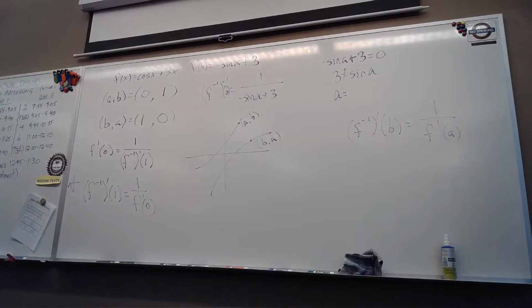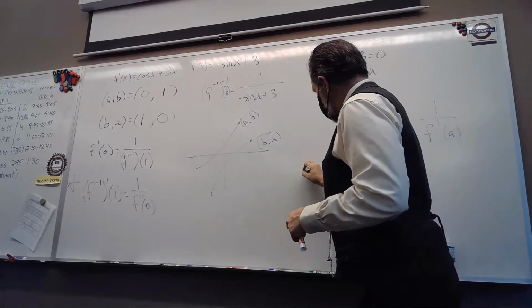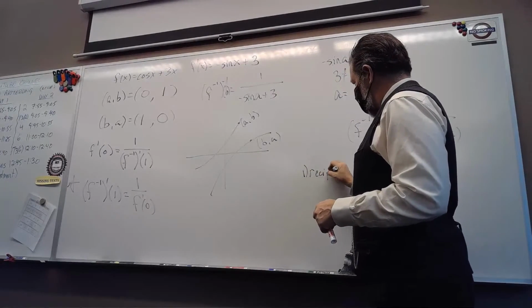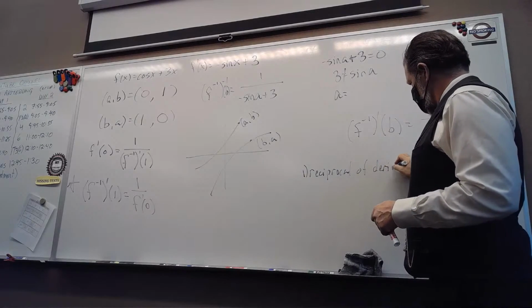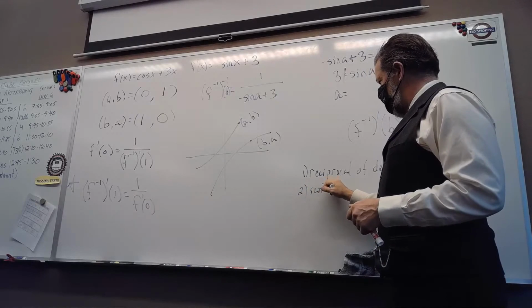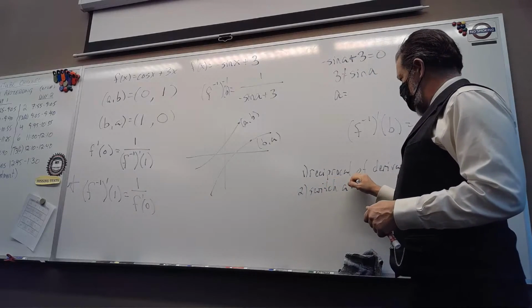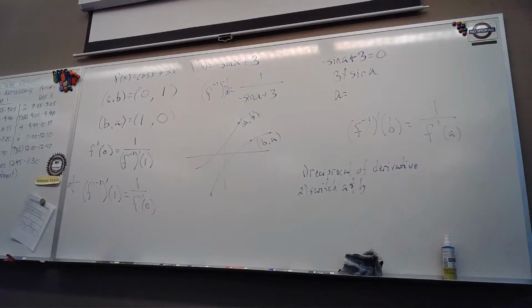So you have to do two things. You have to take the reciprocal of the original derivative, and you have to switch the points. If you think about those two things, part one, reciprocal of derivative, and part two, switch A and B. Do those two things, this becomes a much easier problem if you think of it that way. Cool?